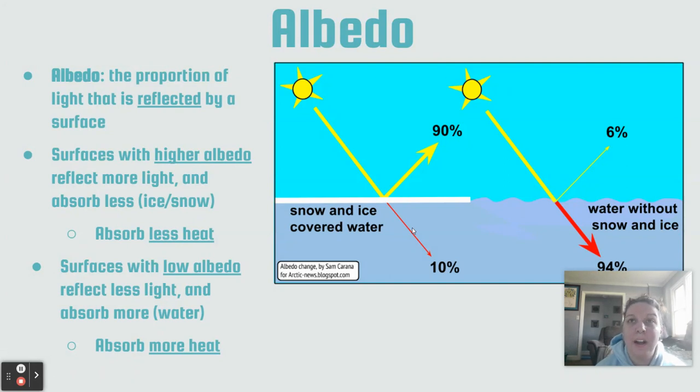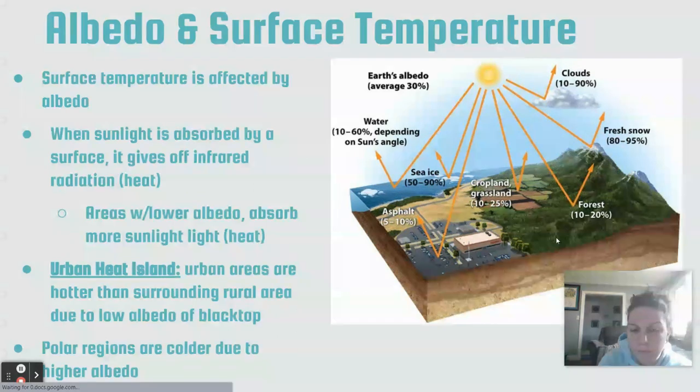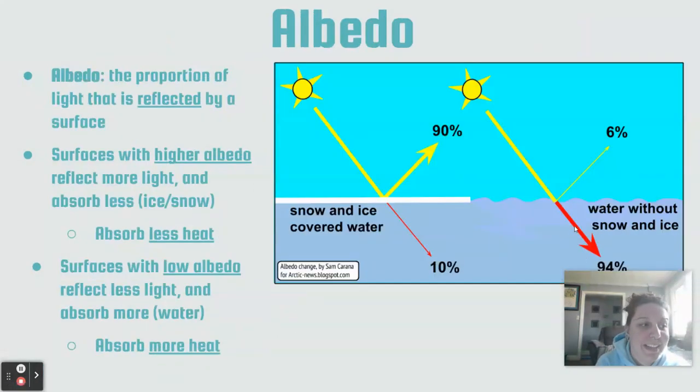You can also think about the difference between a white shirt and a black shirt in the summer. If you wear a white shirt, that's going to absorb less of the sun, so it's going to make you feel cooler. If you're wearing a black shirt, more of the sun's rays are going to be absorbed, so you're going to feel warmer. So surfaces with low albedo reflect less light and absorb more of those solar rays. So an example there would just be plain water without ice and snow. So they're going to absorb more heat.